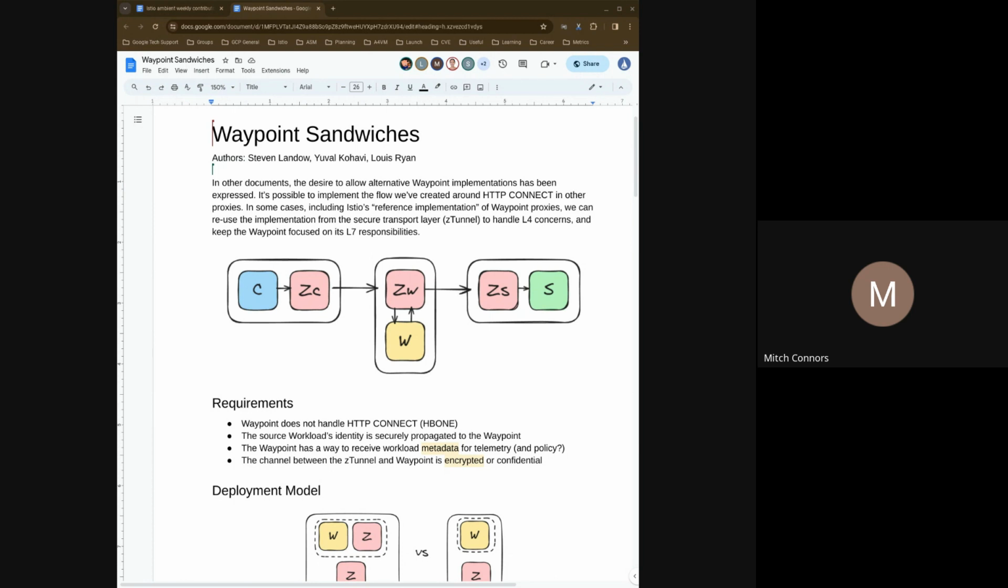So that still allows the waypoint to modify the message. It's not full encryption or signature, but it at least gives us some idea that this message originated from the client it claims to. How does the server zTunnel validate that?